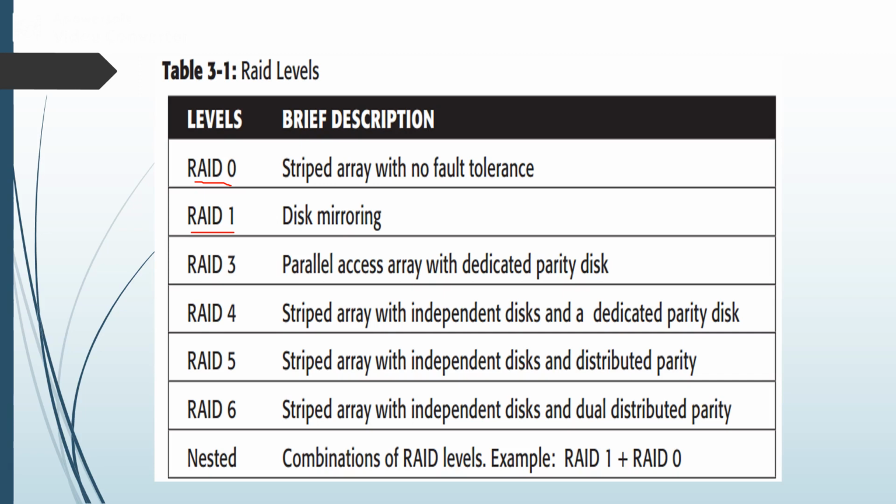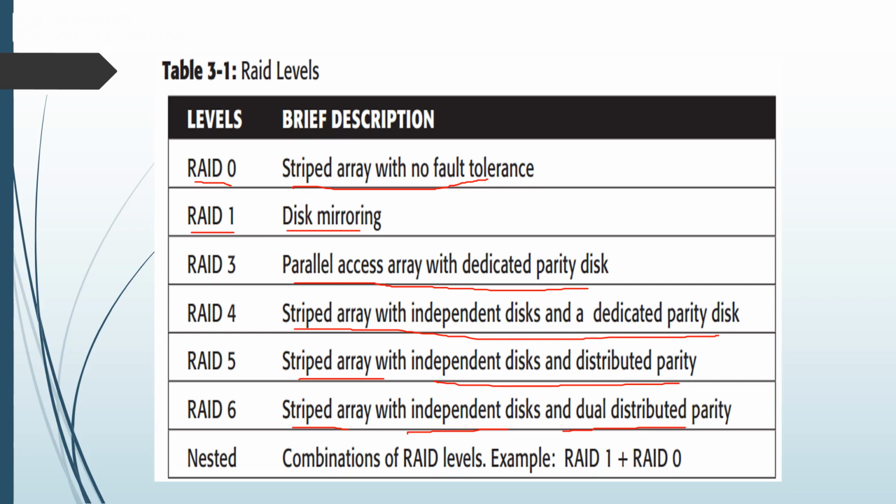What is the meaning of RAID 0? RAID 0 is a striped array with no fault tolerance. In the case of RAID 0, it does not provide any protection for the data. RAID 1 is disk mirroring. RAID 3 is a parallel access array with a dedicated parity disk. RAID 4 is a striped array with independent disks and a dedicated parity disk. RAID 5 is a striped array with independent disks and distributed parity. RAID 6 is a striped array with independent disks and dual distributed parity.